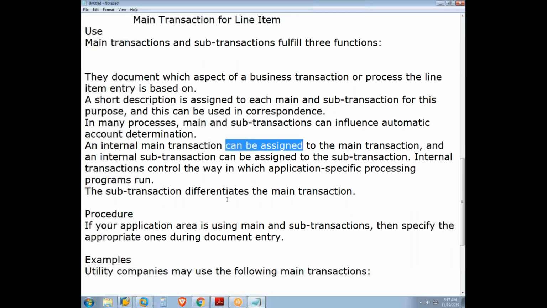The sub transactions differentiate the main transaction. That means each sub transaction we are assigning to a main transaction, but every main transaction can also have different types of sub transaction. For example, consumption billing invoice can have its own sub transaction, but tomorrow if you're preparing a budget billing invoice, it can have its own sub transaction. If you're posting a security deposit, the main transaction can have its own sub transaction, like that. So sub transactions actually differentiate the main transaction.